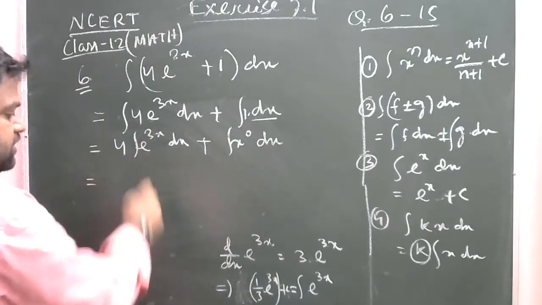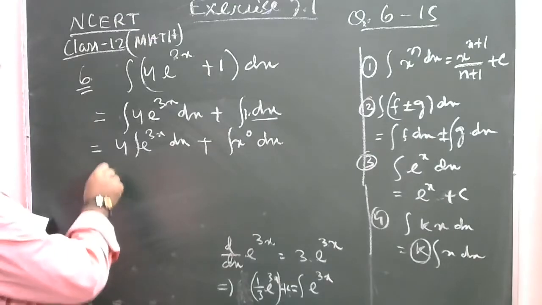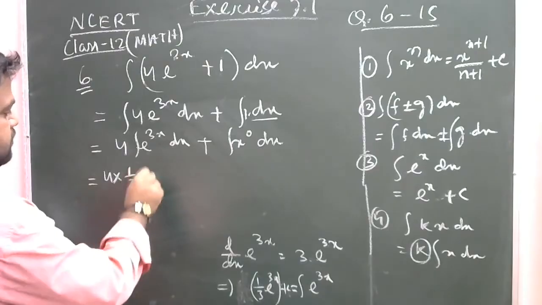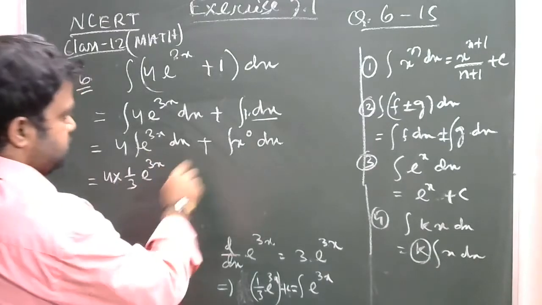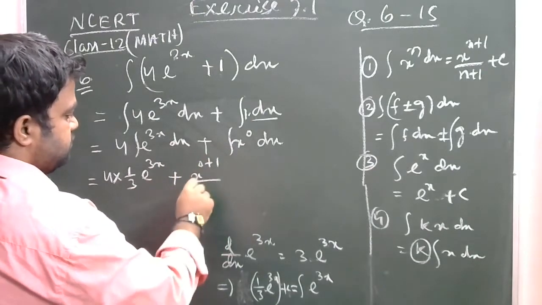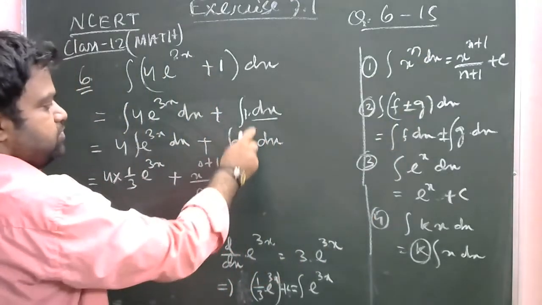So for e to the power 3x, it is 4 into 1 upon 3 e to the power 3x plus x to the power 0, which is x to the power 0 plus 1 by 0 plus 1. We will use the first formula, x to the power n, where n is 0 here. X to the power 0 is 1.